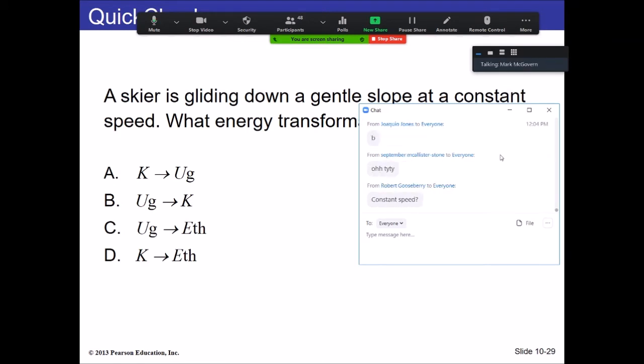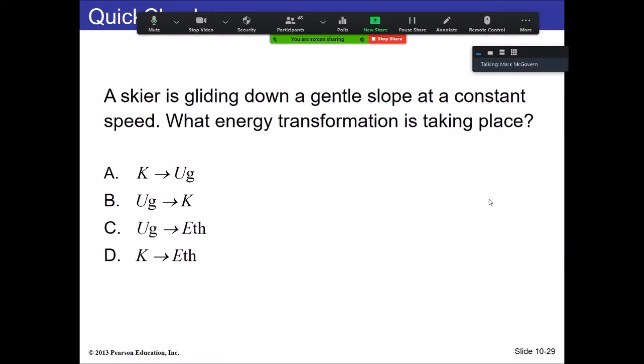Why don't I? Constant speed, Robert. Got it. If the skier is moving at constant speed, that means the kinetic energy doesn't change. A is wrong and D is wrong. So if you're going down the slope, we are definitely losing potential energy. Now B is wrong because B suggests that we gain kinetic energy, but again, constant speed.